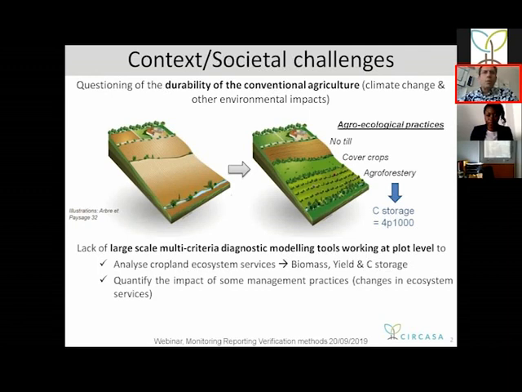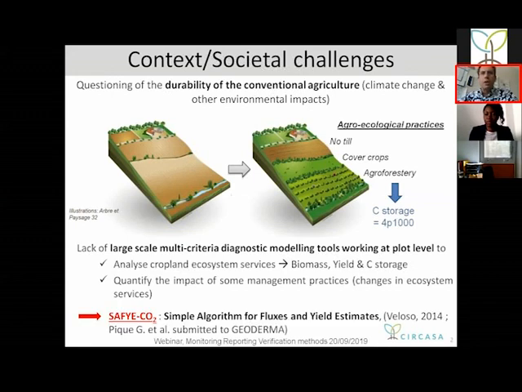But the thing is that we tried to develop a large-scale multi-criteria diagnostic modeling tool, but that is working at the plot level in order to analyze cropland ecosystem services such as biomass yield and also, of course, carbon storage. We need to calculate the biomass and the yield as some of the components of the carbon budget. And we try to identify then the impact of some management practices on the carbon budget. That's why we developed the SAFYE-CO model, which means the simple algorithm for fluxes and yields estimates.